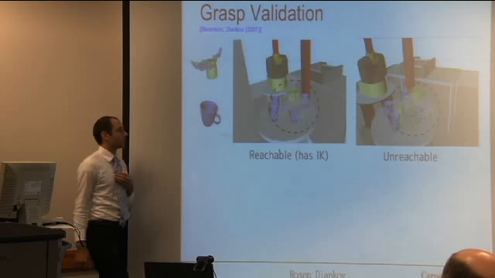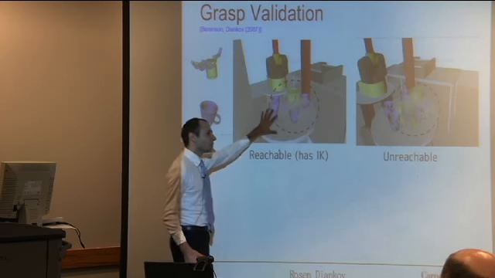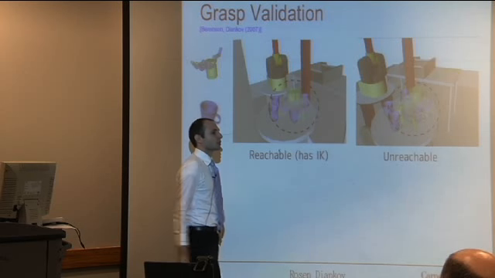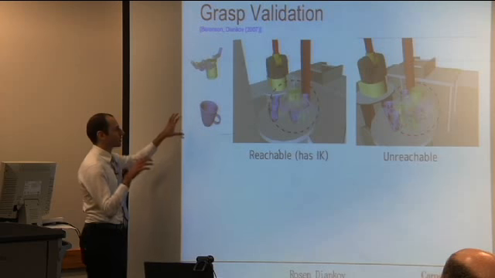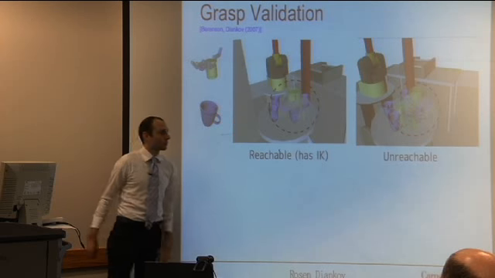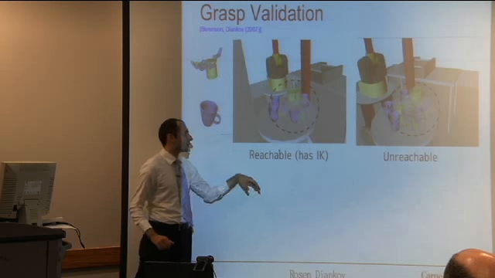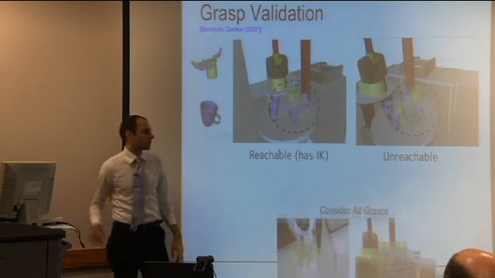And so in some of the work done with Dmitry Berenson in 2007, we discussed how you would efficiently do this when the goal is to grasp an object, where the robot doesn't move. And it turns out that because of IK constraints and everything, most of the grasps are not reachable. And we have to efficiently sample in this type of space.